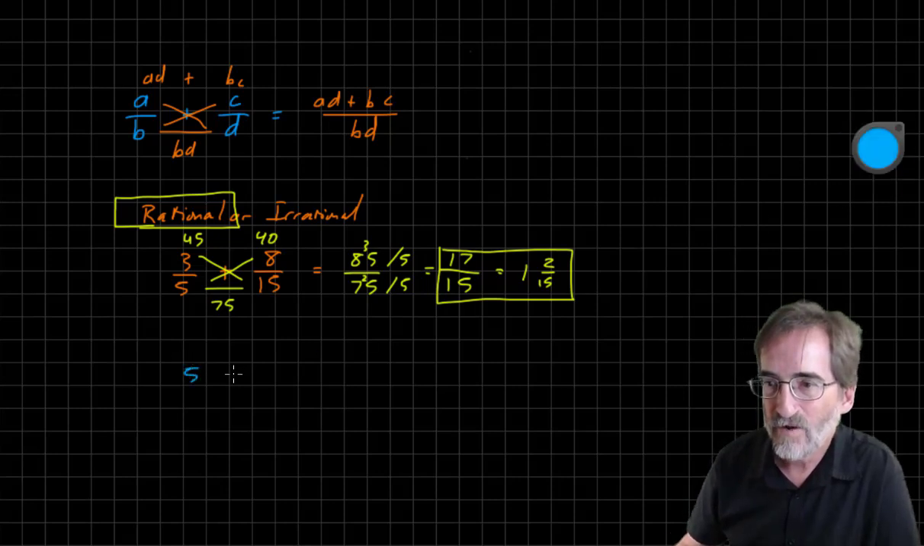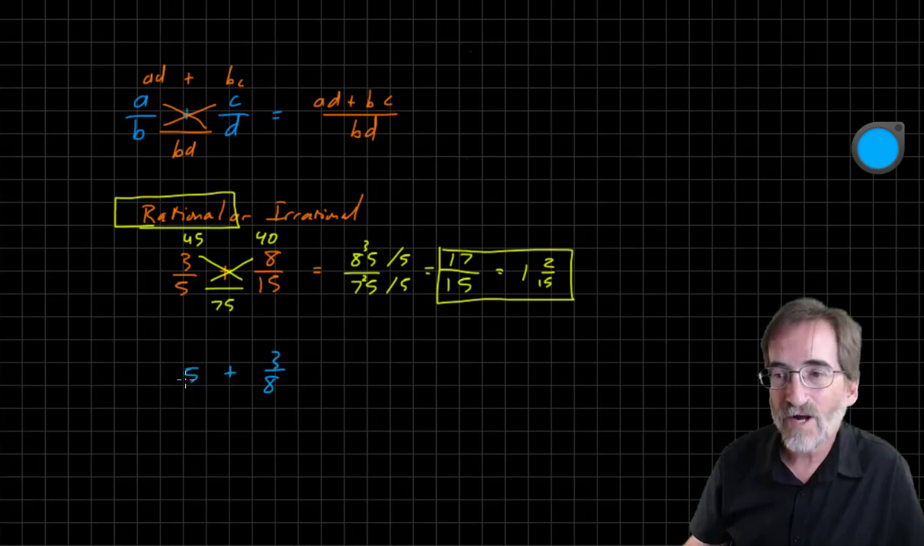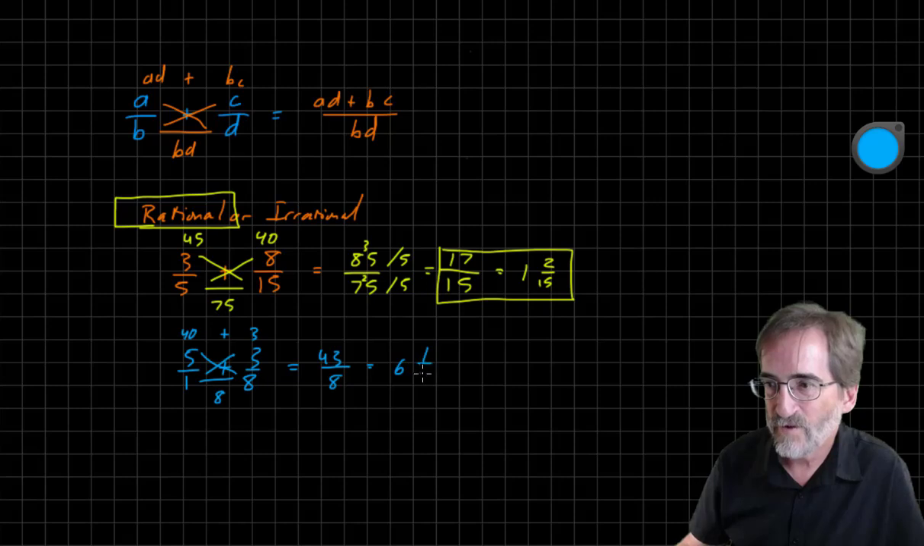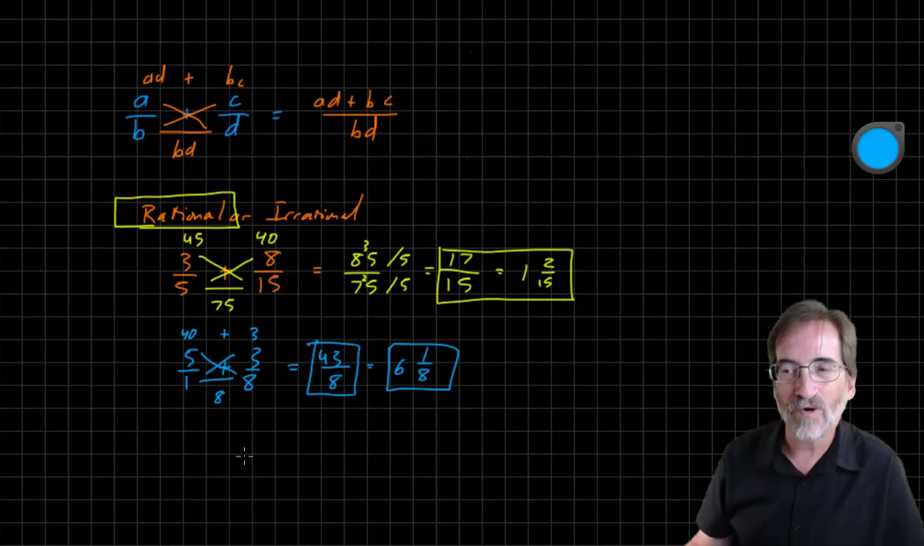What if you have 5 plus 3/8? Well, you can express 5 as a fraction by putting it over 1. 5 is the same as 5 over 1. Again, crisscross across. 8 times 1 is 8. 8 times 5 is 40. 3 times 1 is 3. 40 plus 3 is 43. So this is 43/8. 8 times 6 is 42. So there's 1 left over. 6 and 1/8 is a mixed number, or 43/8 is an improper fraction.